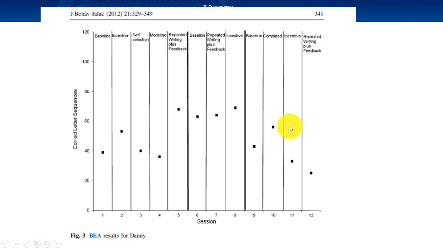So for Danny, we would implement a combined intervention that incorporates repeated writing plus feedback, addressing the hypotheses of needing more practice and needing more feedback, and a contingent reinforcer to address the hypothesis of needing more motivation.